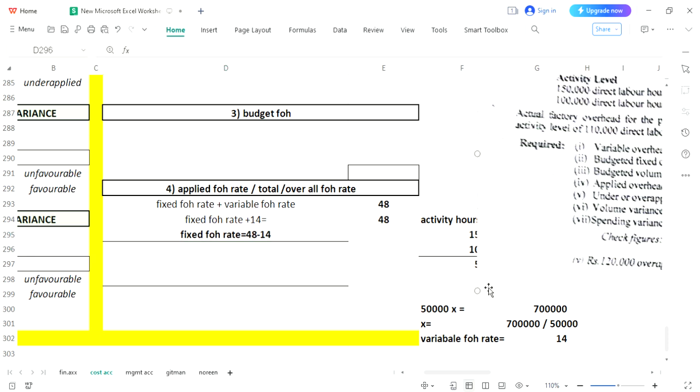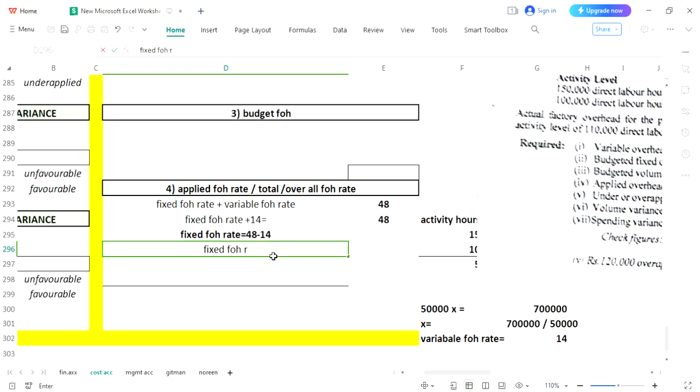And finally your fixed FH rate you will be calculating by subtracting 14 from 48. So your fixed FH rate has also been calculated.